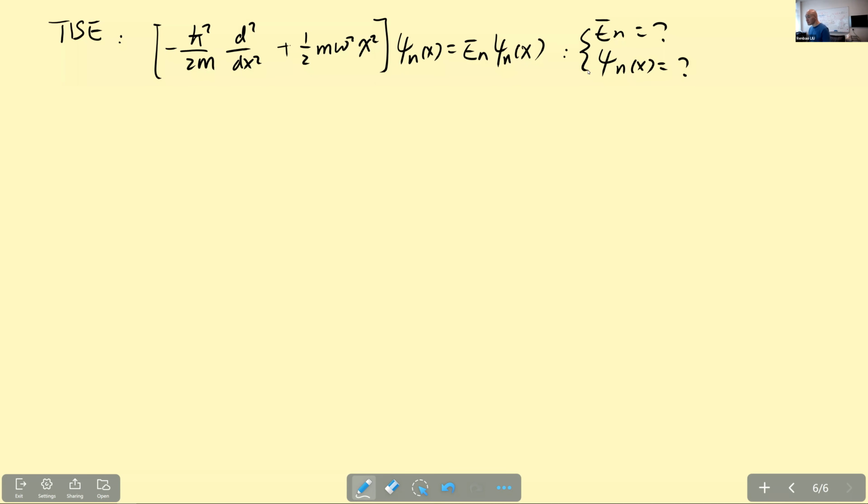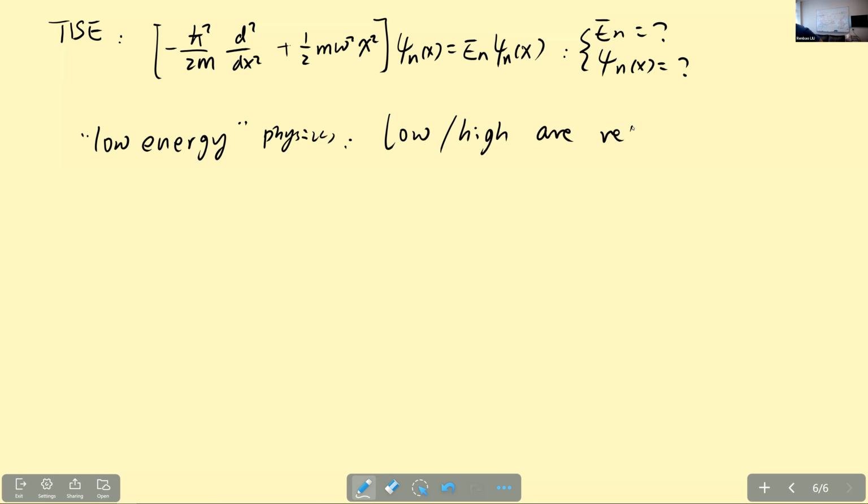Okay. But before we proceed, you can see that this equation looks quite annoying because there are many coefficients. To simplify the problem, we want to make this equation more or less dimensionless. Another thing is that we say low energy physics, for example, but low or high, these are relative to what?